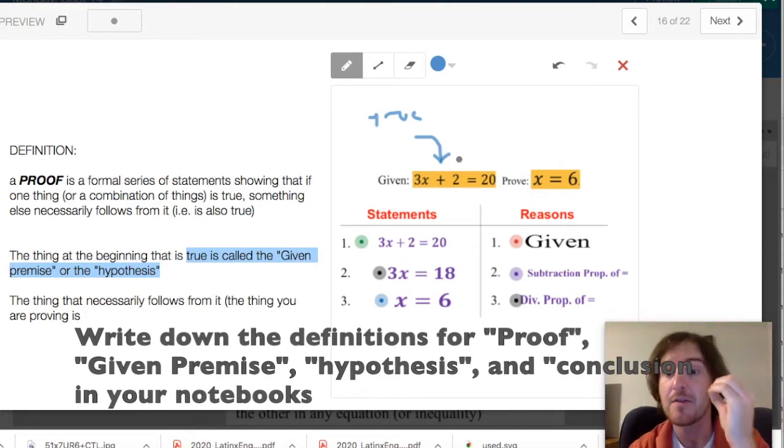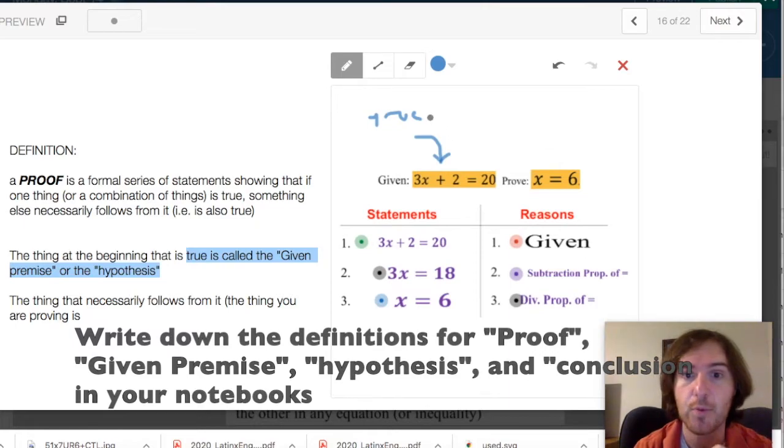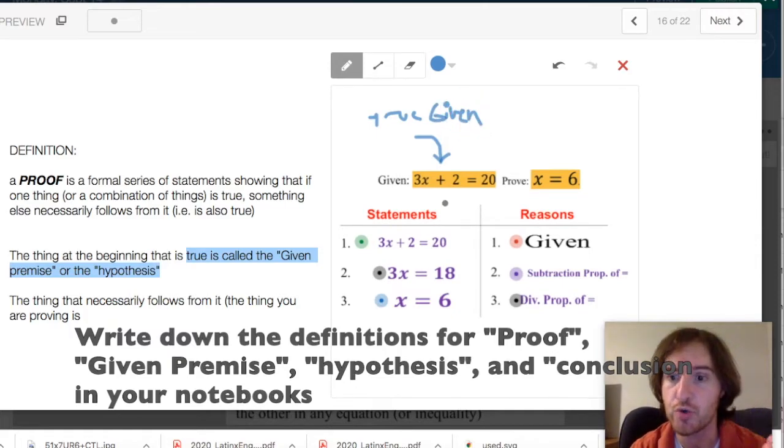If 3x plus 2 equals 20, that's called the hypothesis, if you remember that from a couple weeks ago. So this is our true given. I'll just write "true given" for now, but it's short for given premise. Here's our true given.